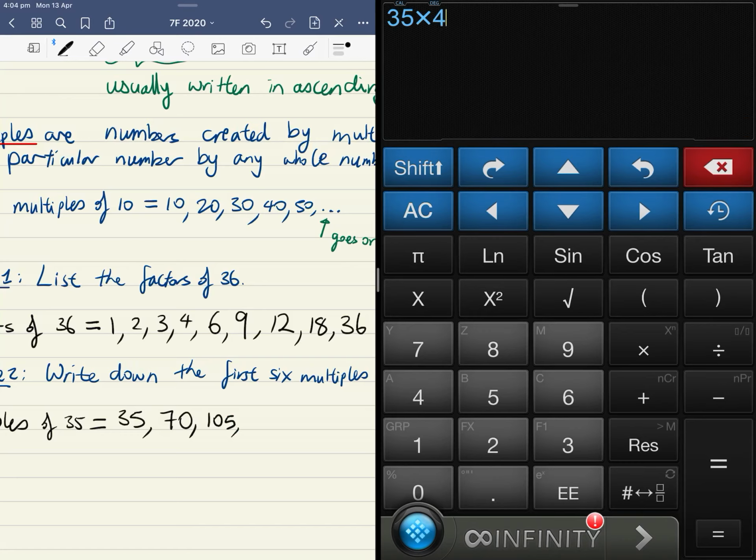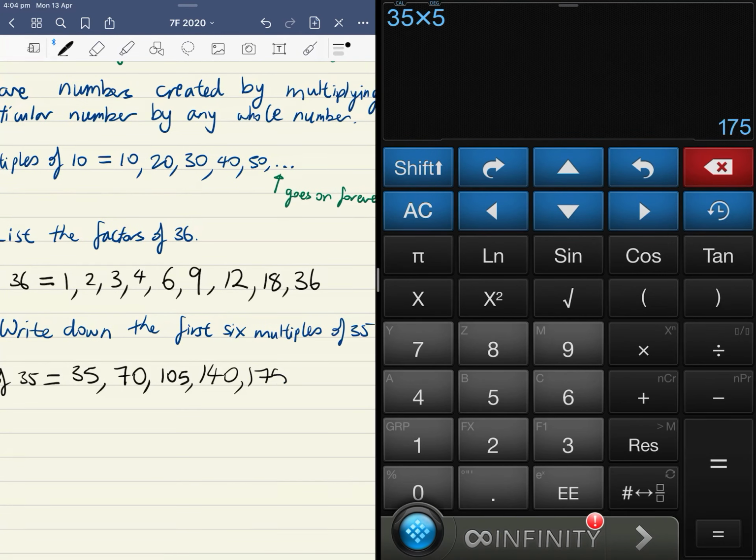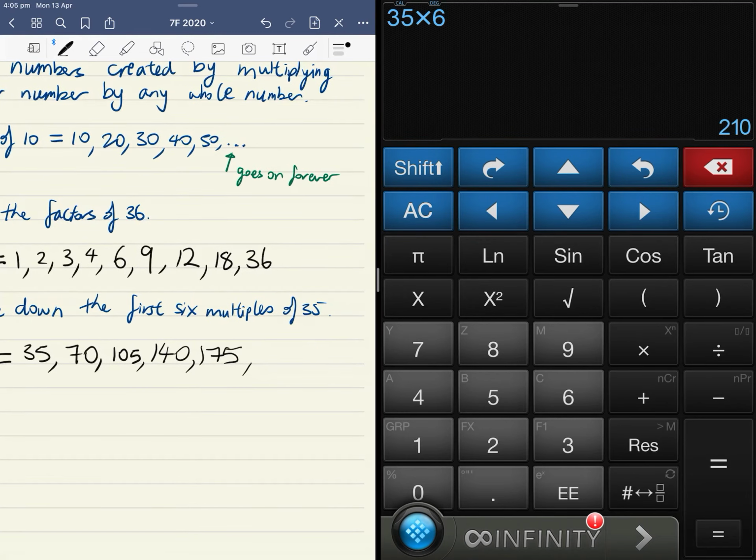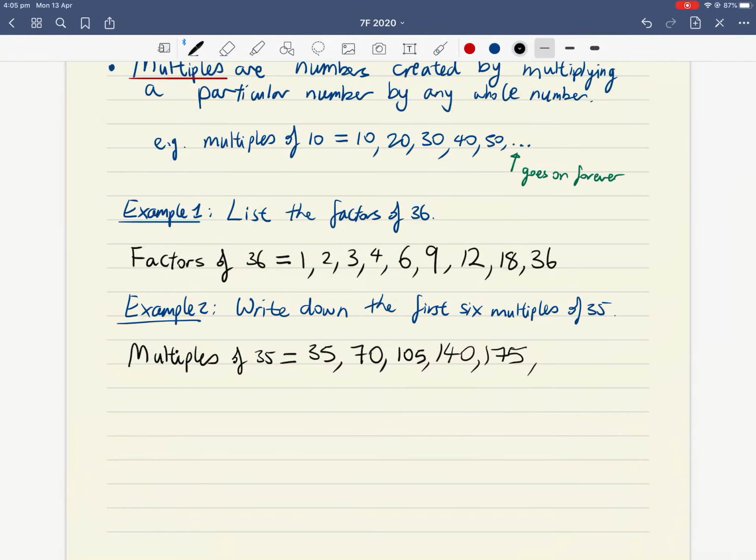35 times 4 gives me, equals. No, that's the wrong button. Equals 140. So that's my fourth multiple. So 35 times 5 equals 175. So that's my fifth multiple, and I want the sixth one. So 35 times 6 gives me 210.